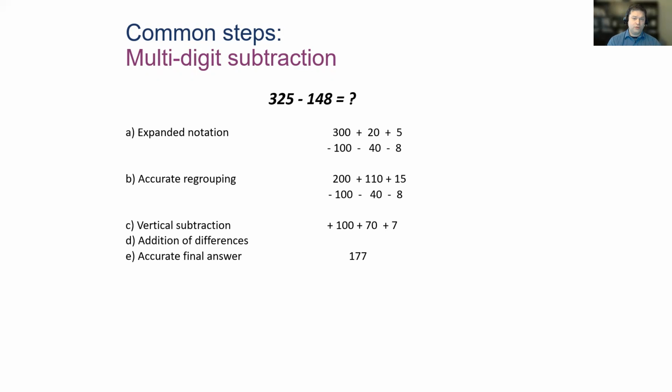325 minus 148. But he's not going to look at it just like that. He wants students to be able to decompose those numbers. So he wants them to expand it: 300s plus 2 10s plus 5 1s, minus 100, minus 4 10s, minus 8 1s.